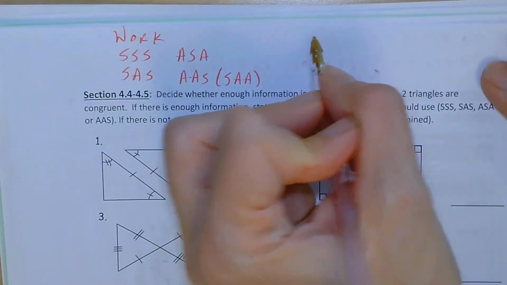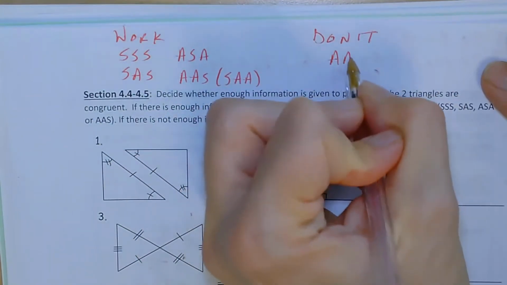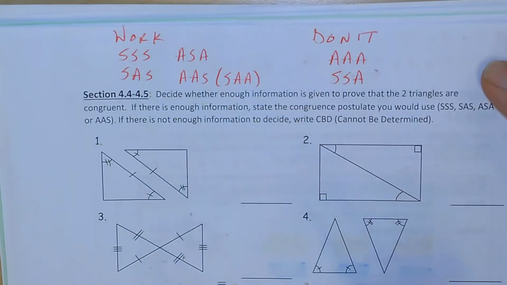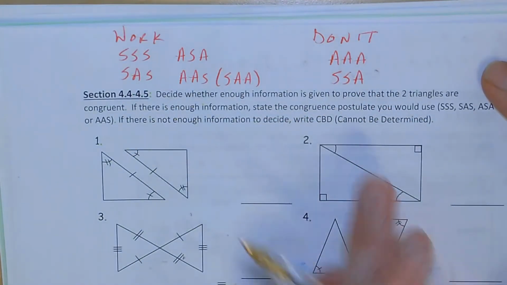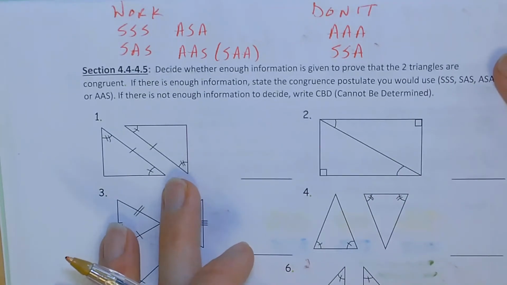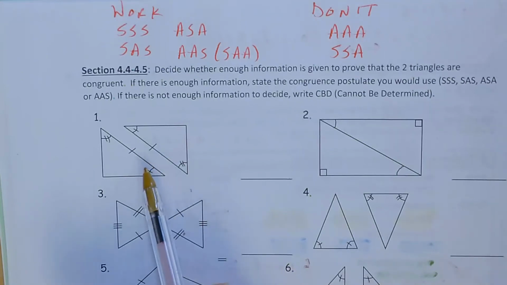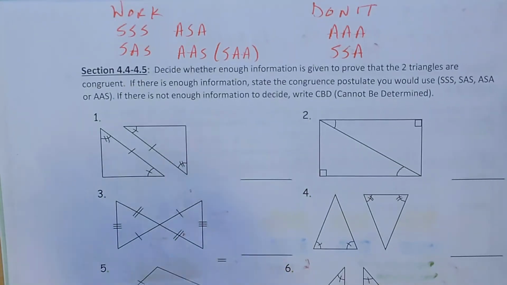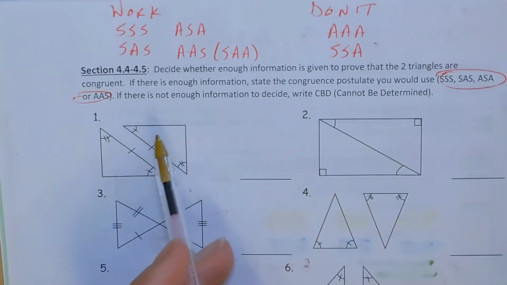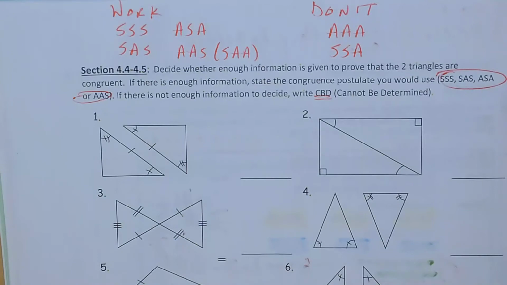Okay, these are don't use or don't work, AAA, and SSA, which is the same as ASS, but we're not going to write that. Okay, so now let me show you what I mean by this. So the instructions say decide whether or not you think that these are congruent or twins. If there's enough information, give the shortcut that you could use. If there's not enough information, we're going to write CBD, which means cannot be determined.